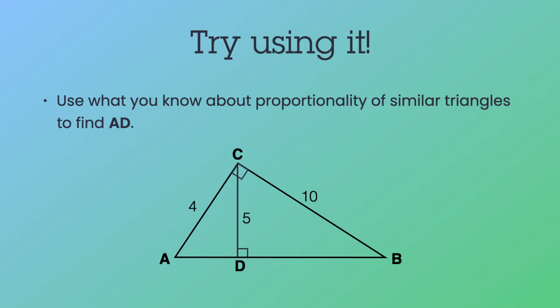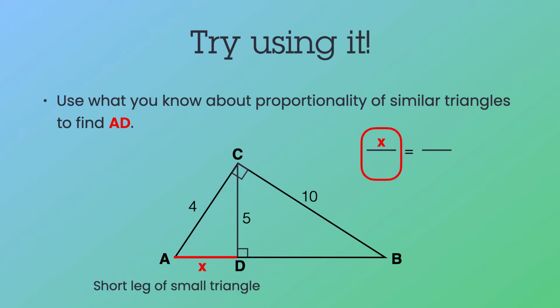Now we're going to use what we know about proportionality of similar triangles to find the length of AD. Now that's the short side of the smallest triangle. Since that's what we're looking for, I'm going to represent it with X, and we're going to make a proportion because similar triangles have proportional side ratios. So let's try with a proportion, X being the short leg of the small triangle.